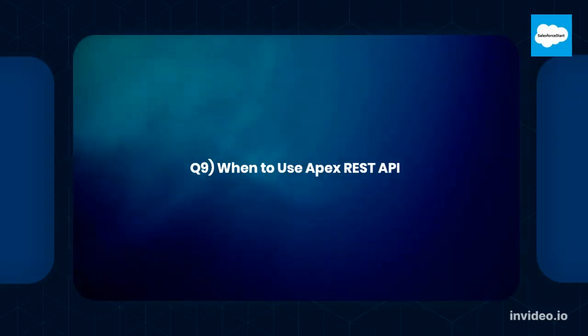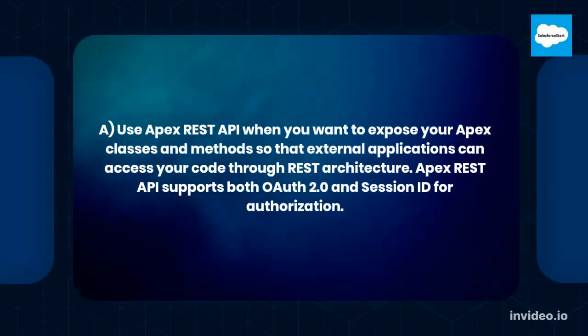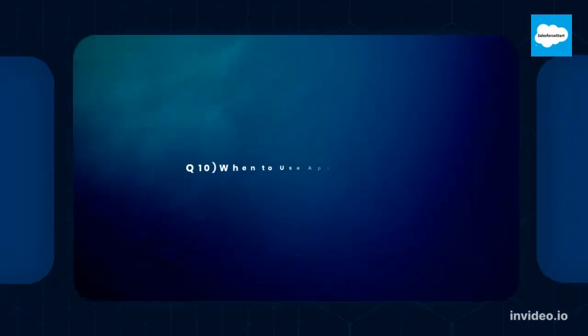Question number 9. When to use Apex REST API? Answer. Use Apex REST API when you want to expose your Apex classes and methods so that external applications can access your code through REST architecture. Apex REST API supports both OAuth 2.0 and Session ID for authorization.